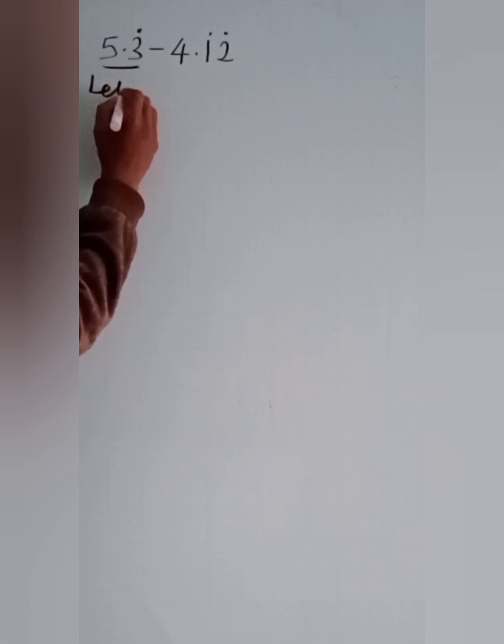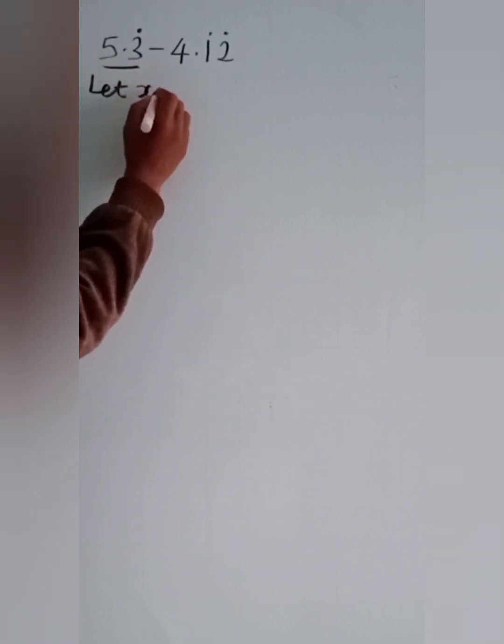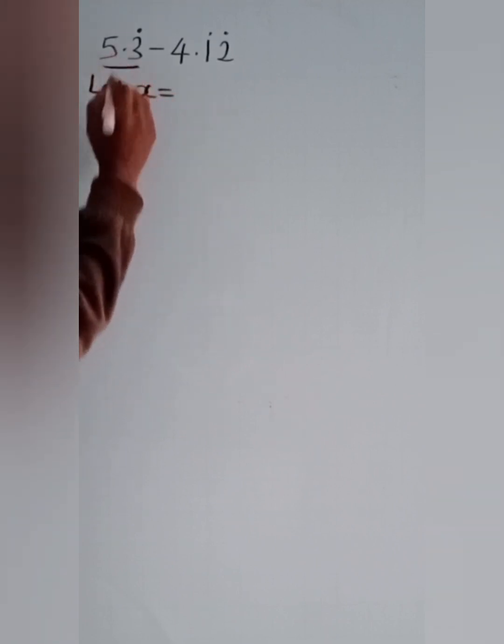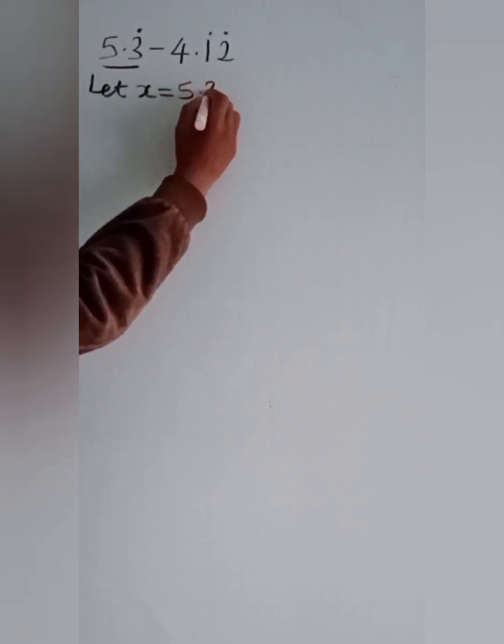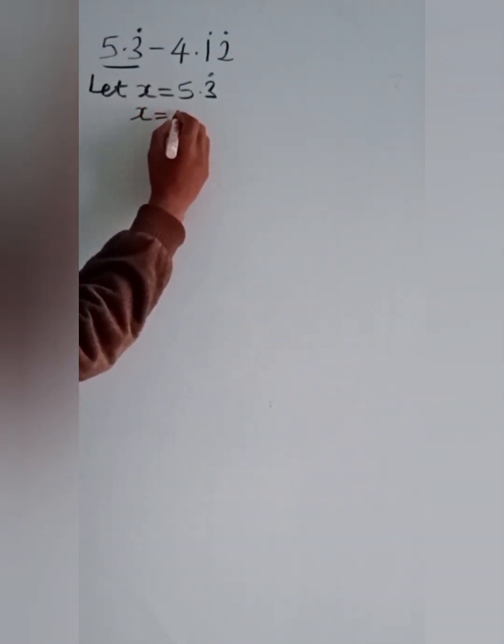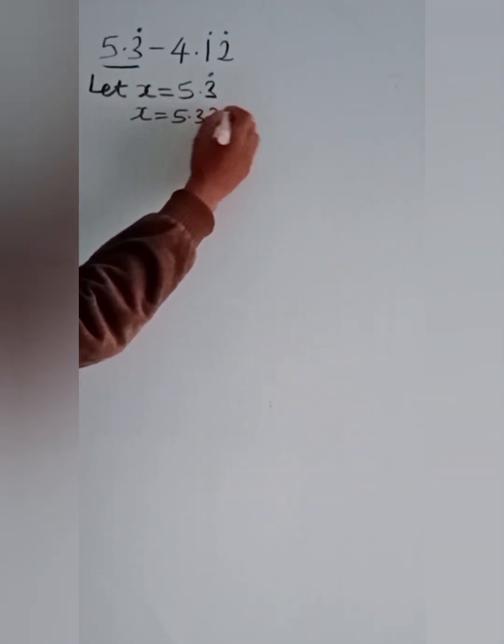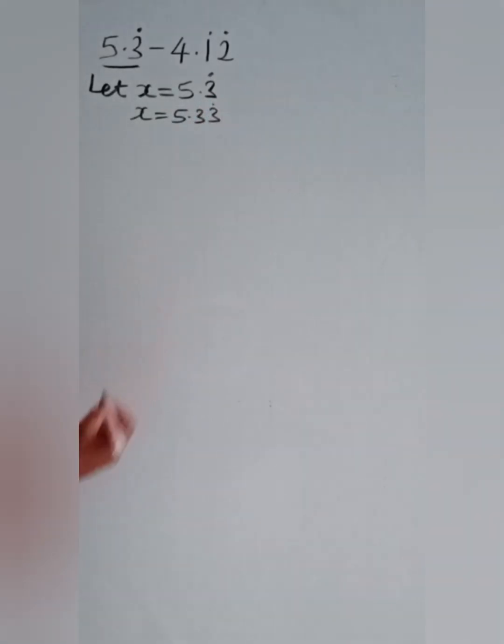Our problem today is to express this as a single fraction. So what we do, we take each one of them independently and express them in fraction form. In this case, let an arbitrary letter like x represent the fraction whose decimal form is 5.3 recurring. So that means x is a number like 5.33333. We have just written two of the many threes that are supposed to be there.